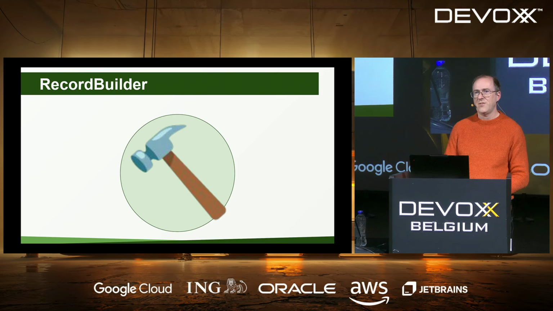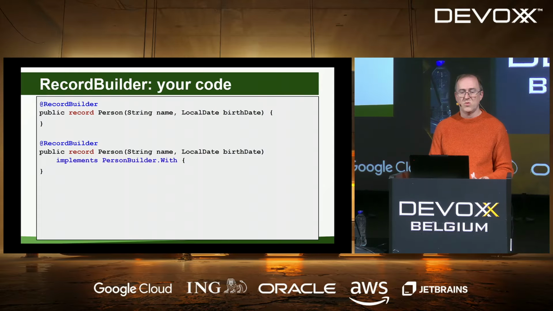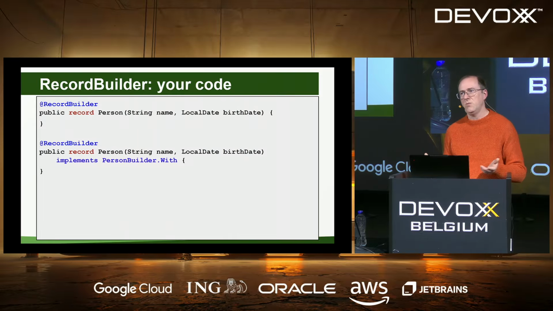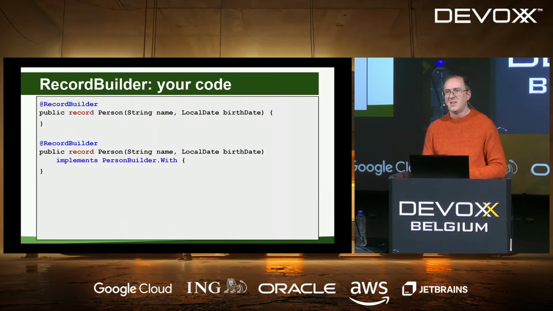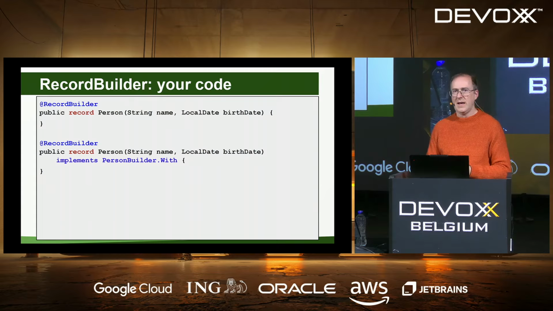So the first tool just to have a quick look at is Record Builder. So Record Builder is there at that particular URL, and it's an annotation processor, a nice open source one. So it creates builders for records. I know they were very original in the name. So you add on the annotation @RecordBuilder to your record, or alternatively, you can also add on implements RecordBuilder.With if you want a few extra fancy bells and whistles, and it generates a builder.